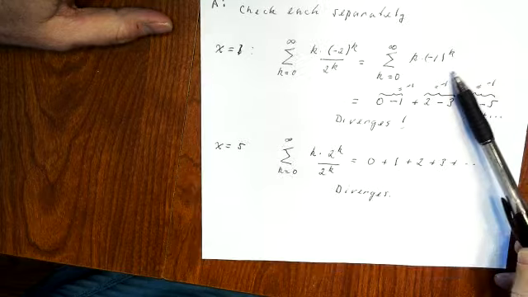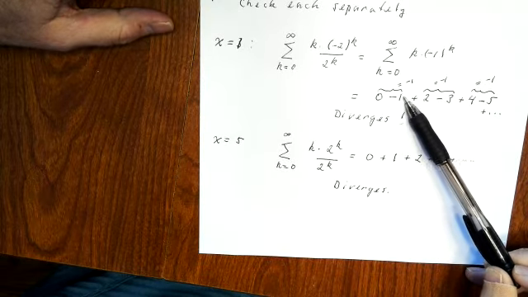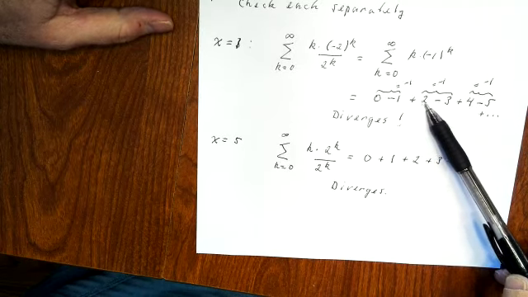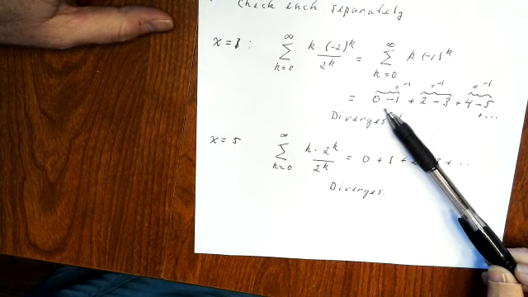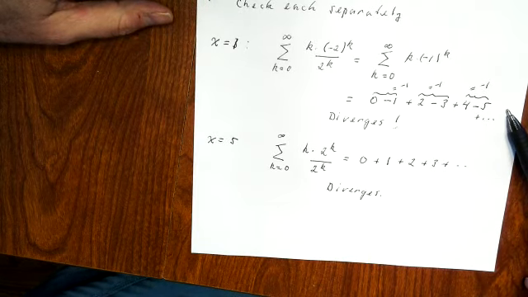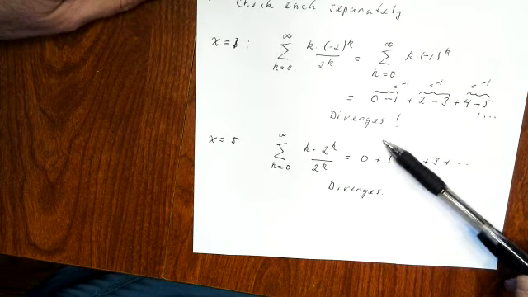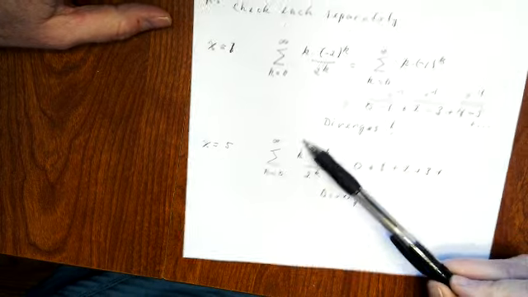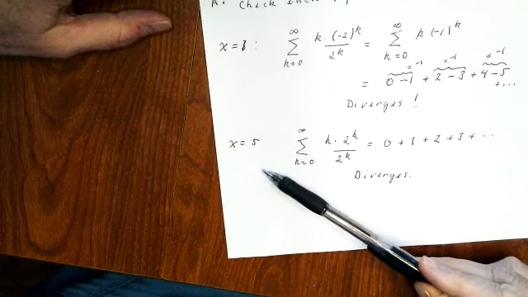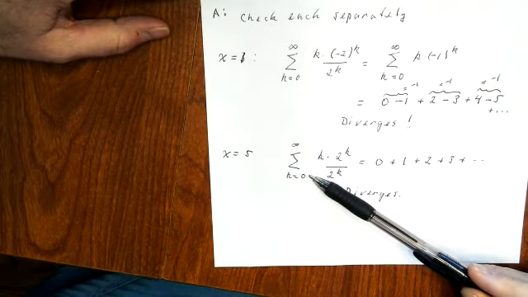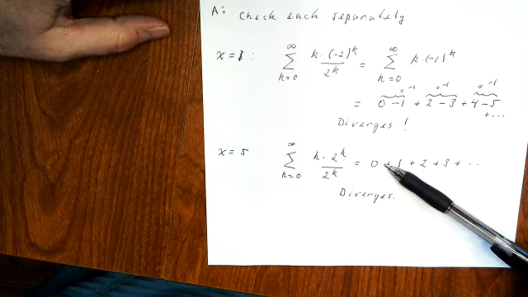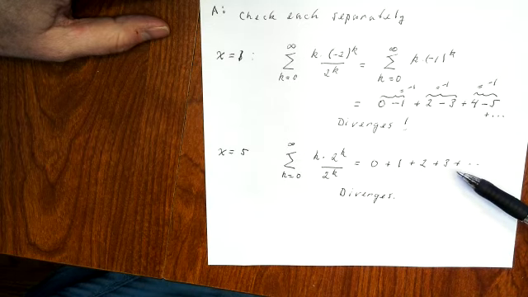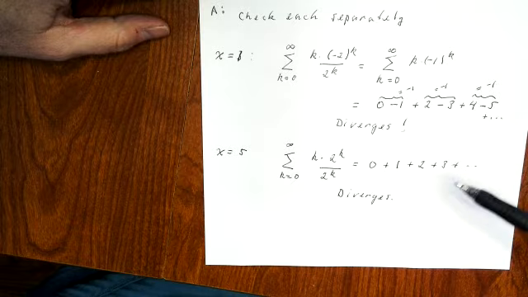Notice how the minus 1 to the k makes the series alternate. If we group together the terms, notice how the sum of these is negative 1, the sum of these is negative 1, and so on and so forth. So in essence, what we're doing is we're adding together infinitely many negative 1s, so the series will diverge. Similarly, the other endpoint, if x is 5, if we plug that into our original power series, we get the sum from k equals 0 to infinity, k over 2 to the k, which ends up being 0, plus 1, plus 2, plus 3. The numbers keep growing and growing that we're adding together, so that series diverges.